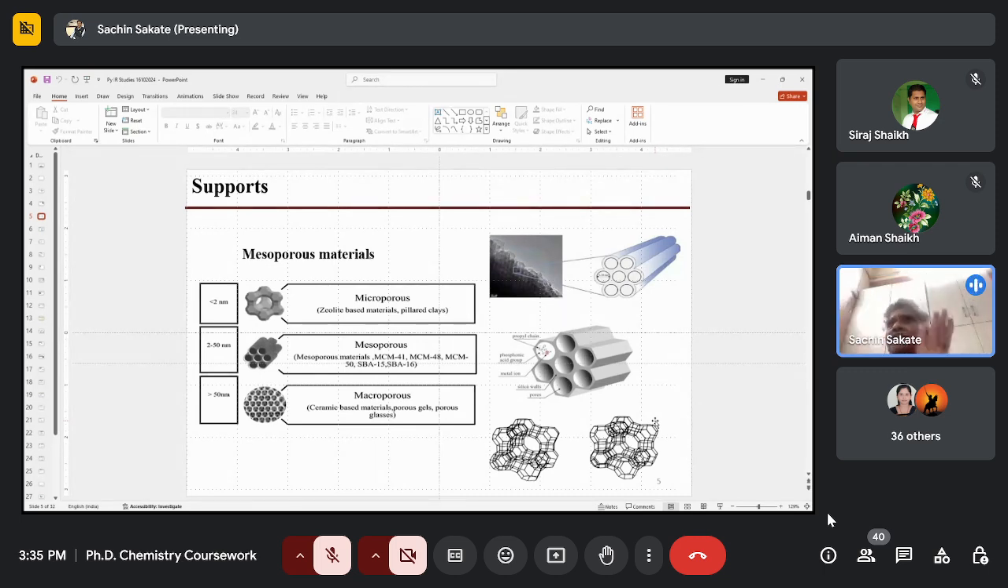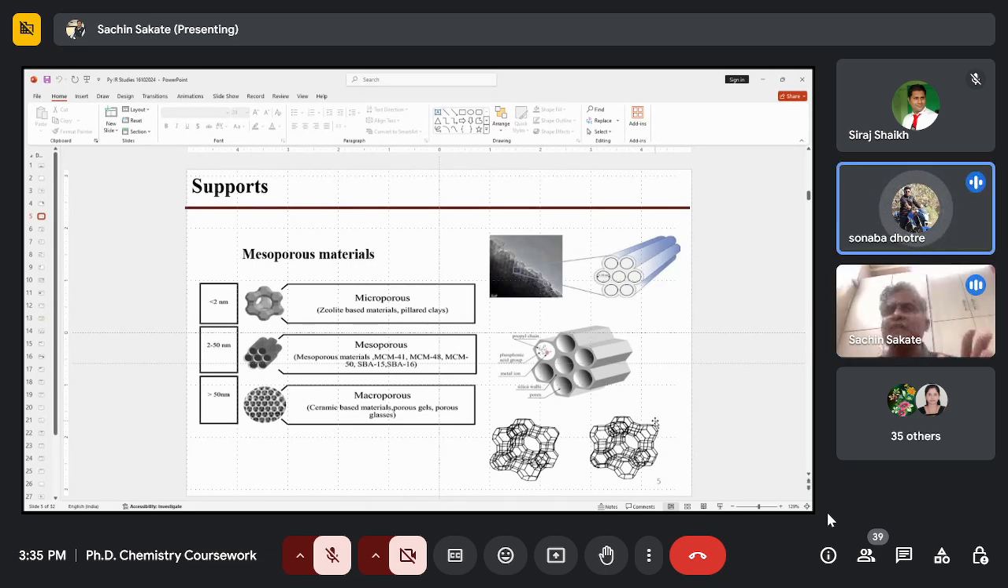We don't need very sophisticated instrumentation or a very different type of apparatus or arrangements for the material. No, definitely not. You can prepare, you can tune the material in the laboratory, or you can prepare the material in your own laboratory.